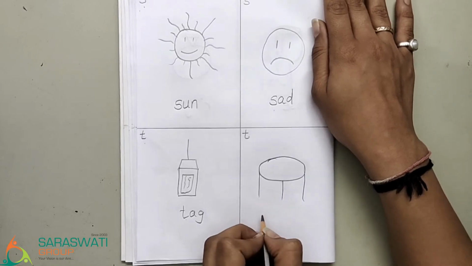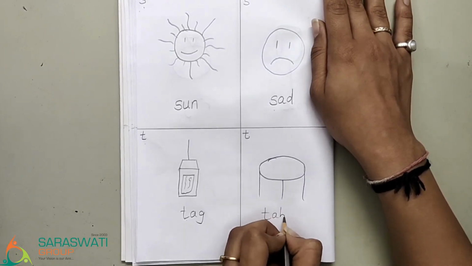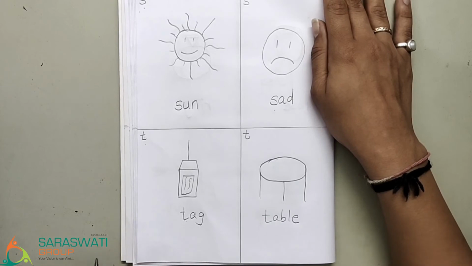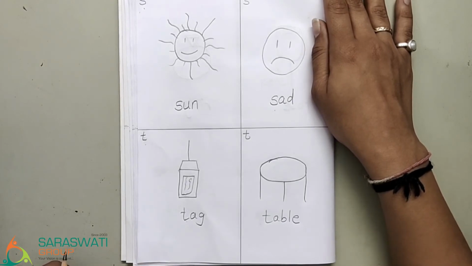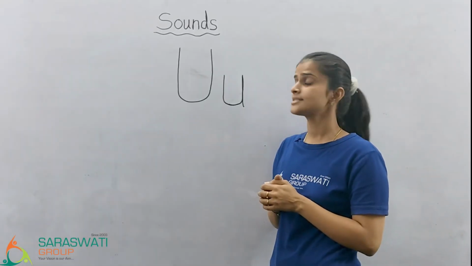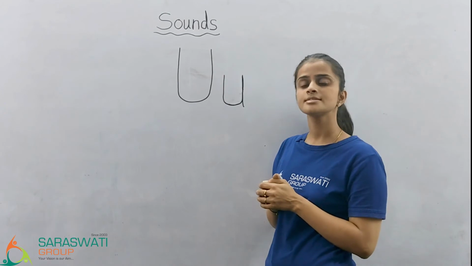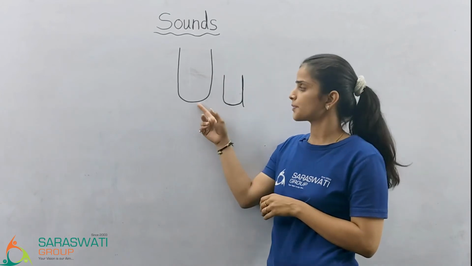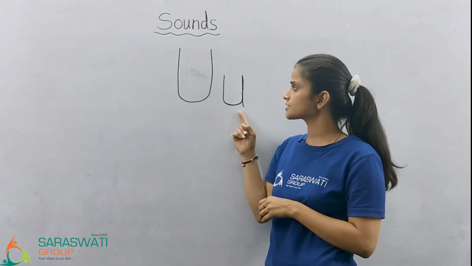What is this? This is table. What is the initial sound of a table? T. So kids, which letter is this? This is letter U. This is uppercase U and this is lowercase u.